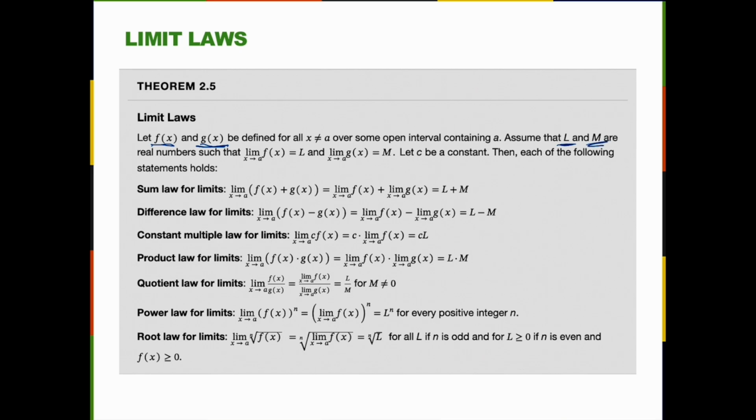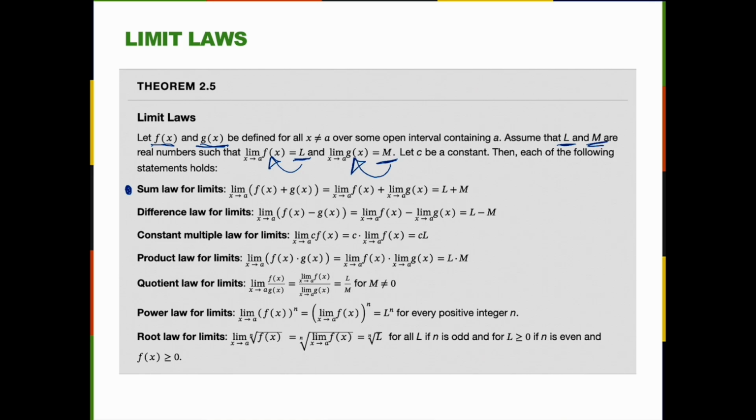The letters L and M are going to be the limits for f of x and g of x respectively. So L is going to be the limit for f of x and M is going to be the limit for g of x. So we're making the assumption that we know what those limits are. Now, when we look at the first rule, it's called the sum law for limits.